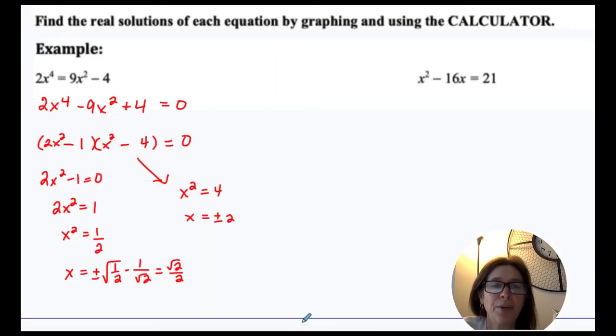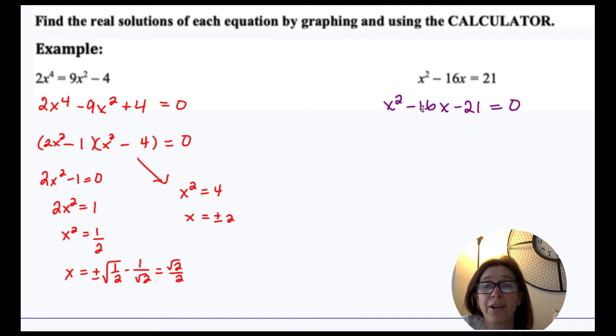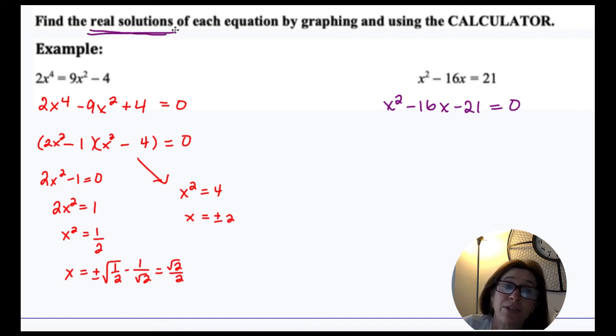Okay, so here we are. We did it by hand, totally fine, but then we used the calculator. This one's not as easy because, again, it's not factorable. There's no factors of 21 that are going to add to 16. So I'm really going to have to use my calculator to find, and again, it says real solutions, okay? It says real solutions. So let's see what we've got.